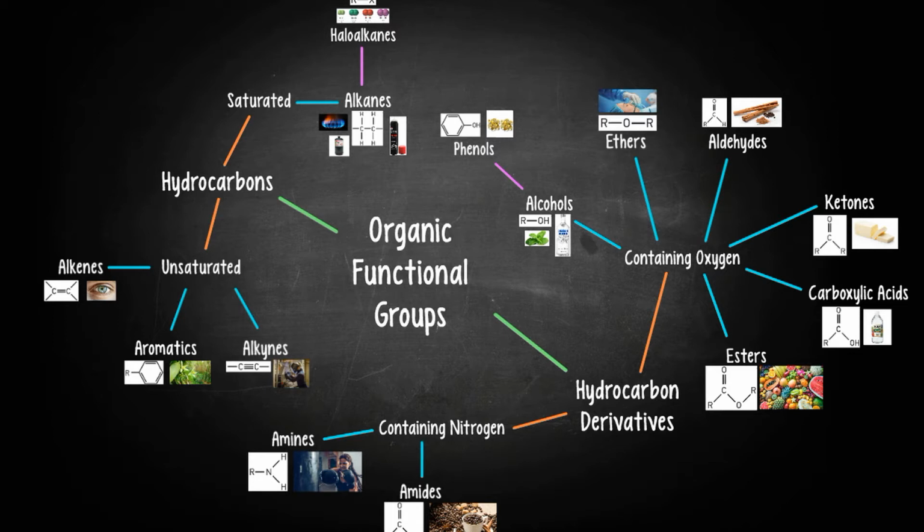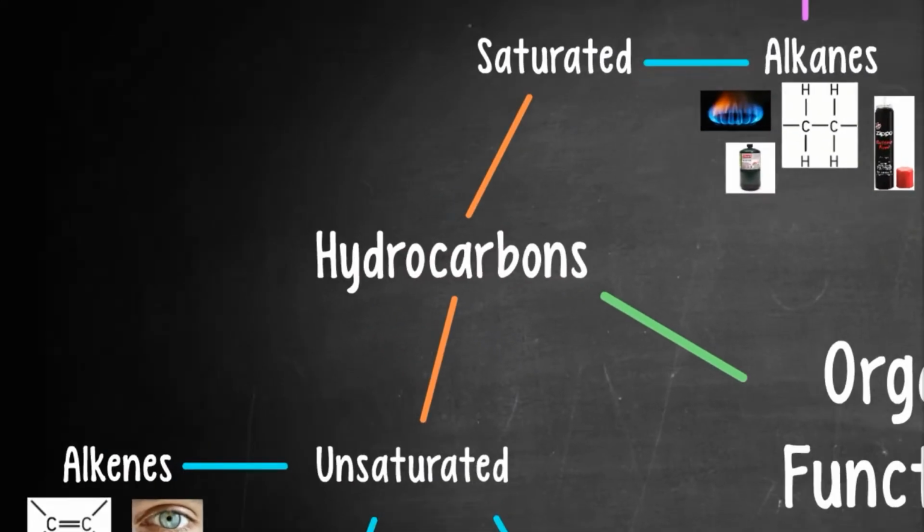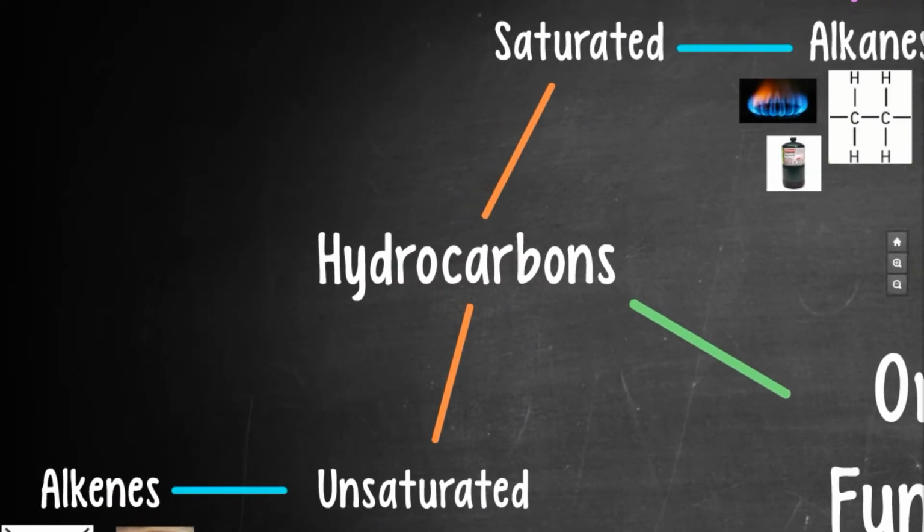So there are two main classes of organic functional groups. The first one is hydrocarbons. The second class is hydrocarbon derivatives. So we will go through the first class of organic functional groups first, and those are the hydrocarbons.